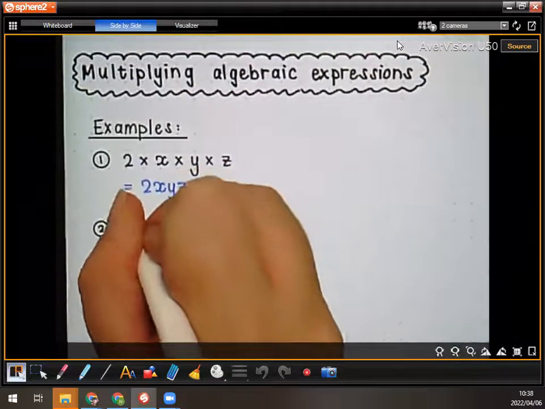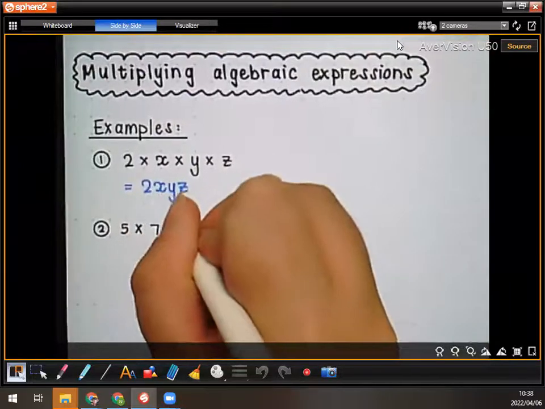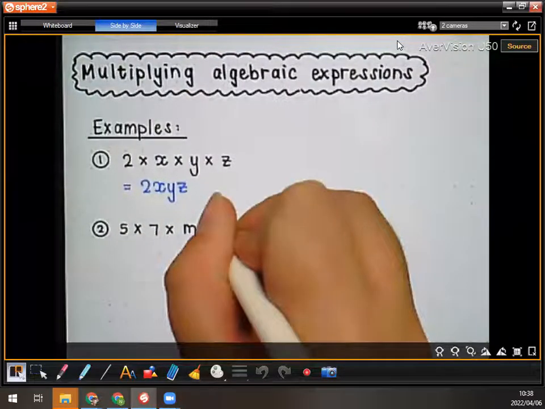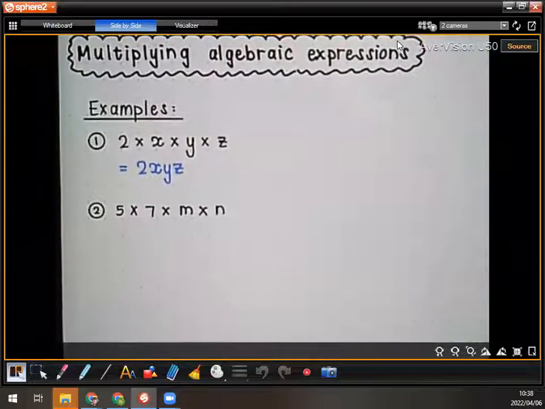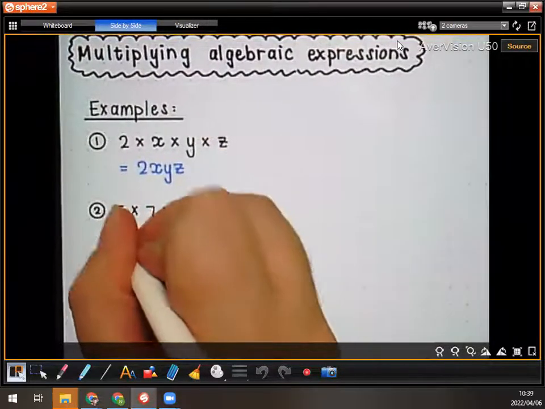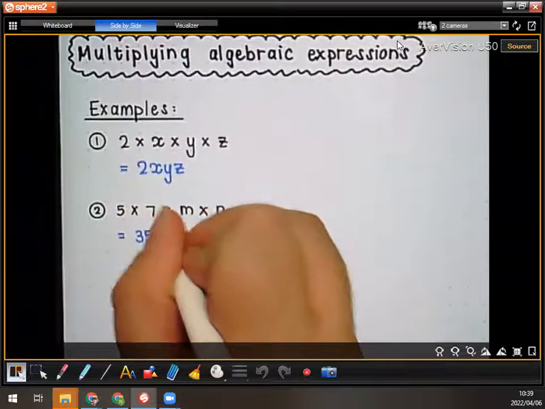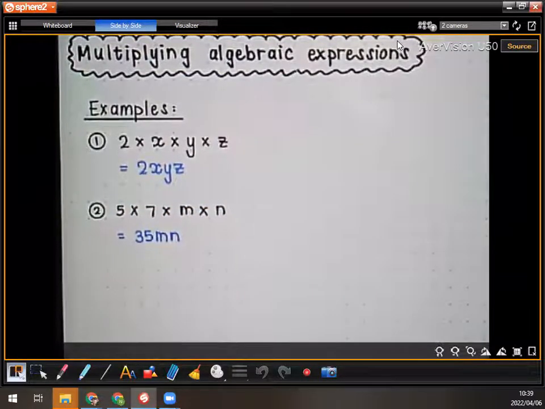5 times 7 times m times n, like that. Sorry, let's do it again. Now, this is what I was talking about, guys. 5 times 7, what is that? 35, right? And we agree 5 times 7 is 35. And then we multiply that by m and by n. So the answer is going to be 35mn. Okay, you just leave out those times symbols. You just write the letters next to each other, the variables. Okay, we did kind of do questions like that last term.